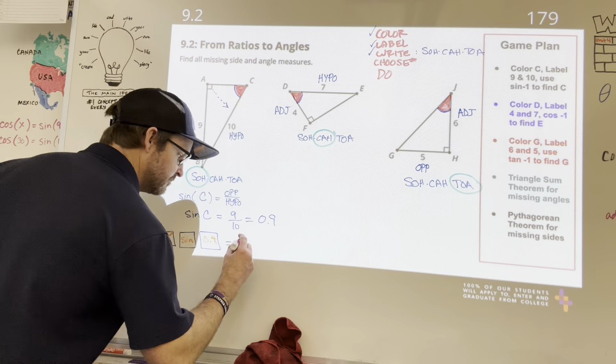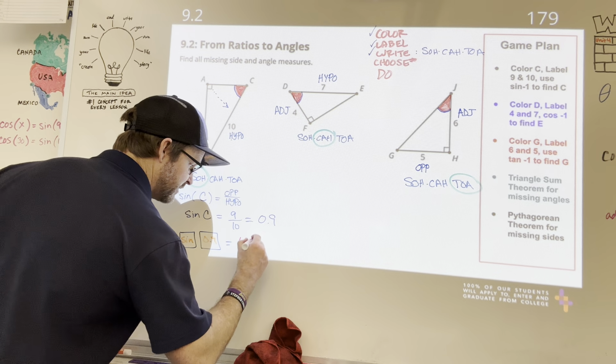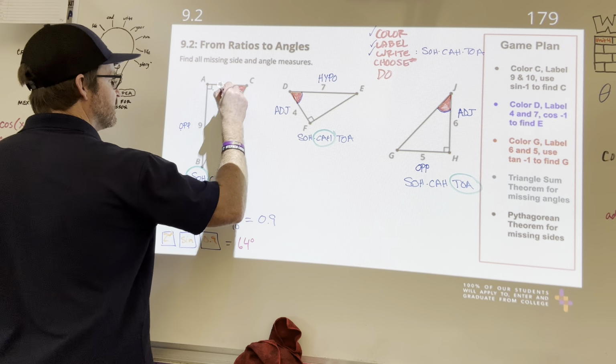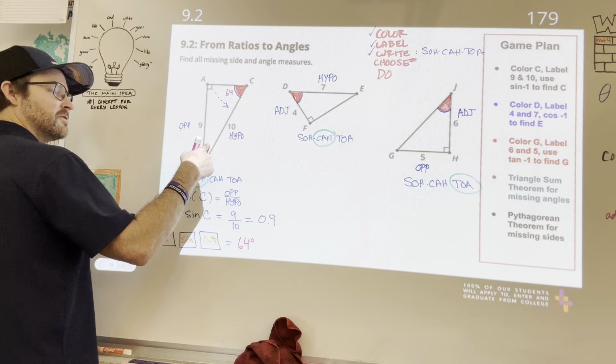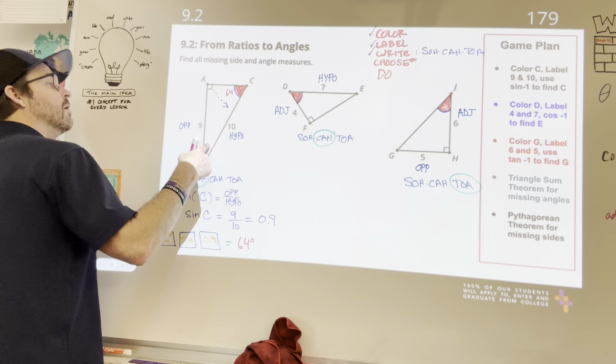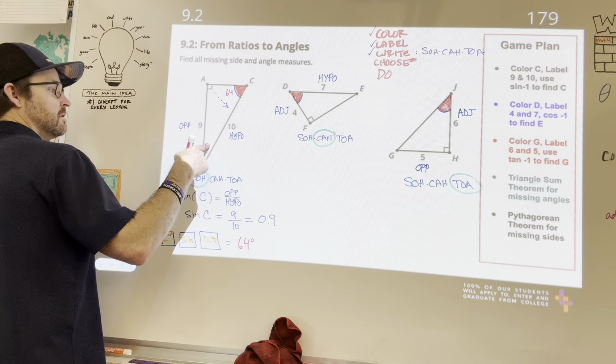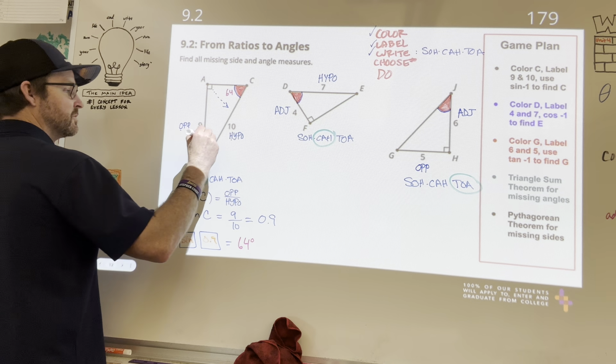64.15. Or just 64, to the nearest angle. 64. Okay. Meaning this is 90 minus 64. 90 minus 64 is 26. 26. Nice.